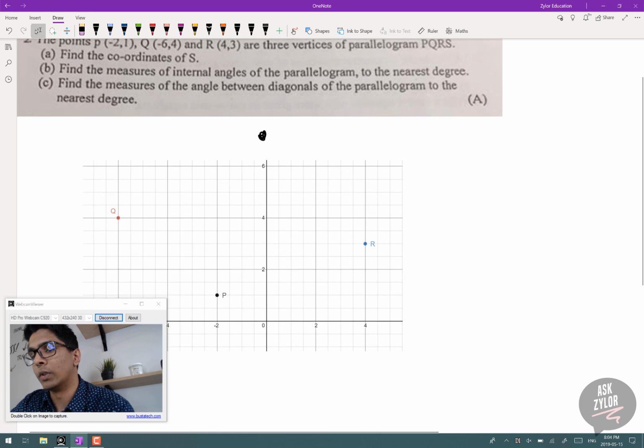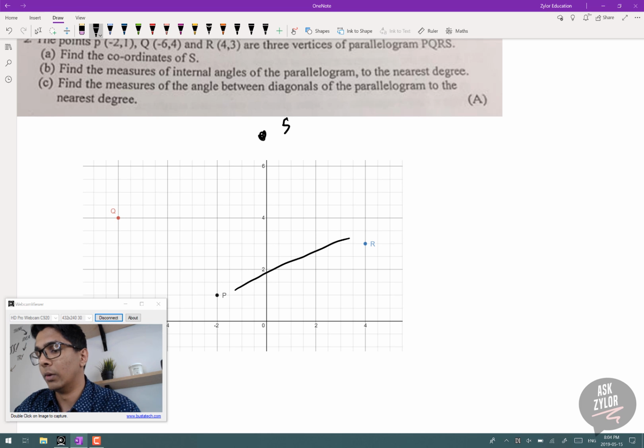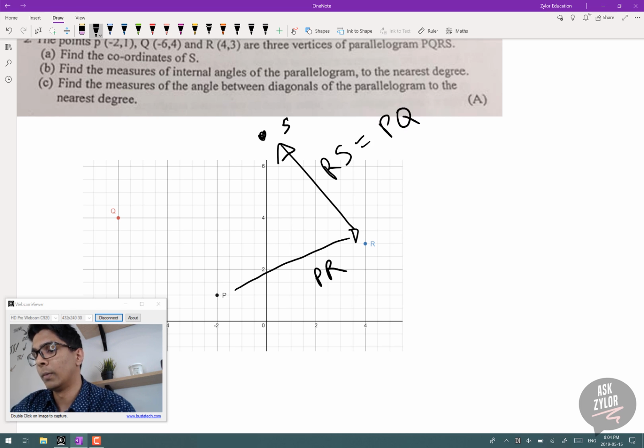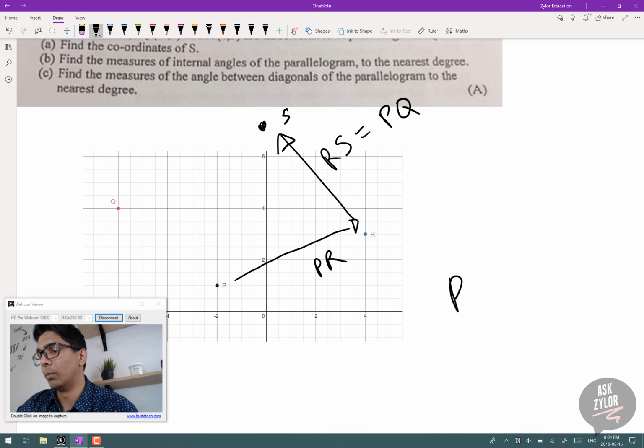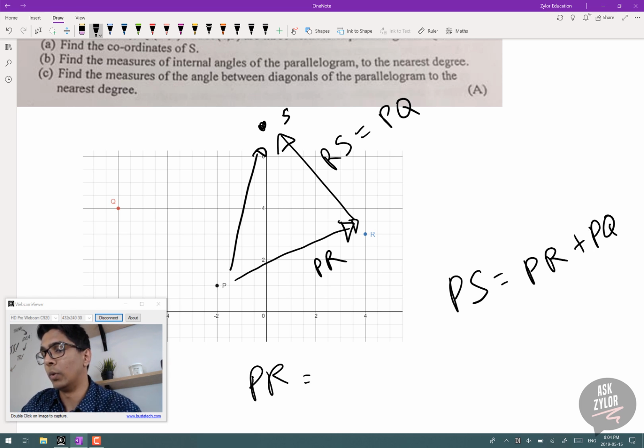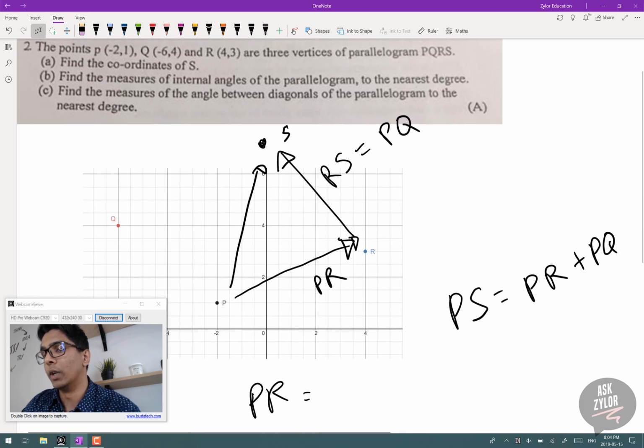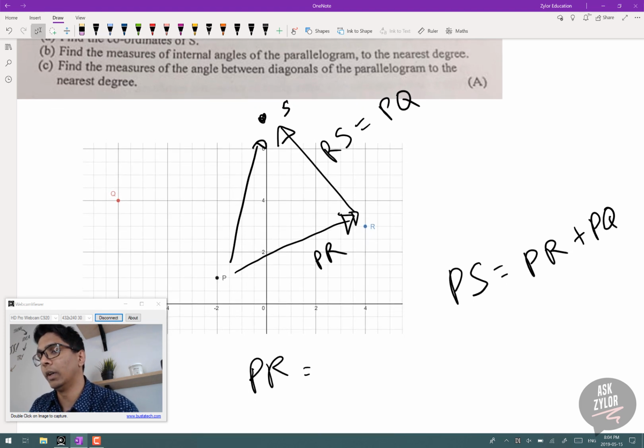So what we can do is use properties of these vectors to find this coordinate S. Right? We know this vector is PR. We know this vector is going to be RS. But RS is going to be the same as PQ. So we can say PS is the addition of PR and PQ. Right? But how do we find PR and PQ? We have the coordinates of each of those points, so we can find the geometric vectors.